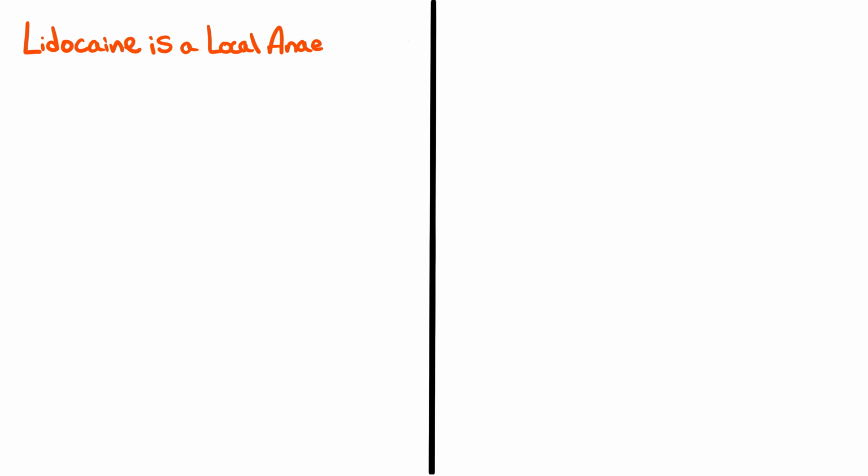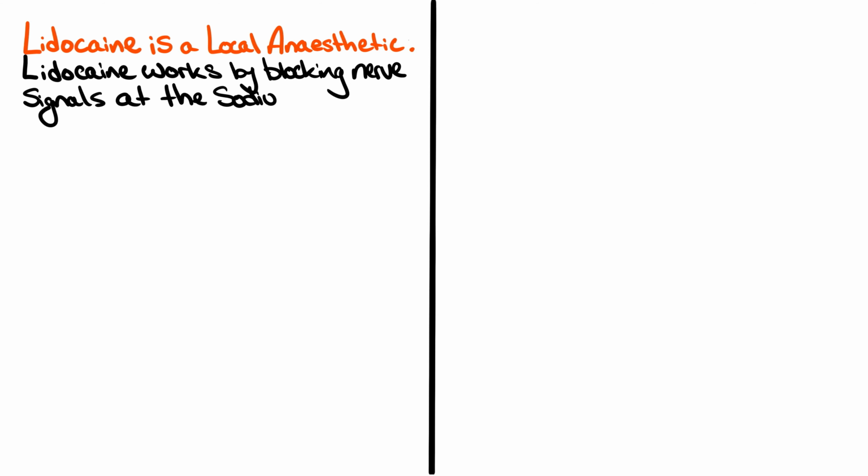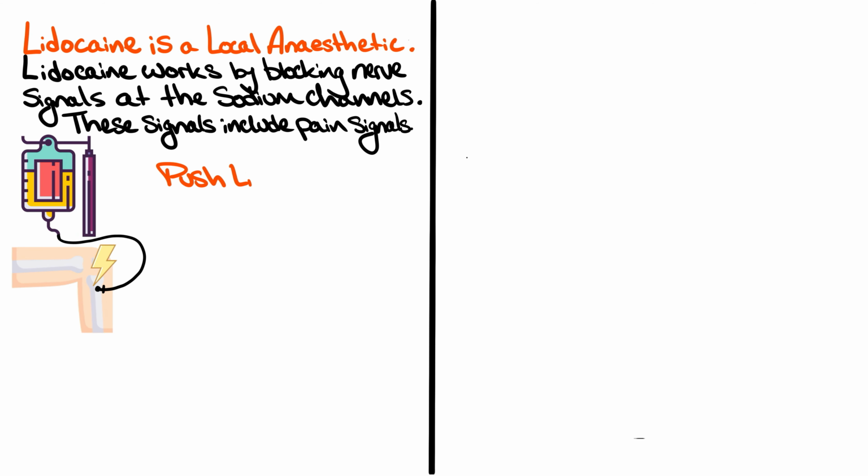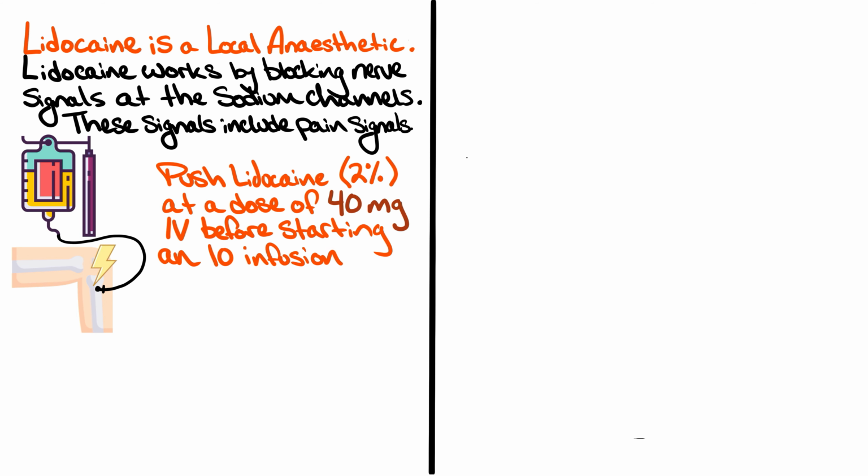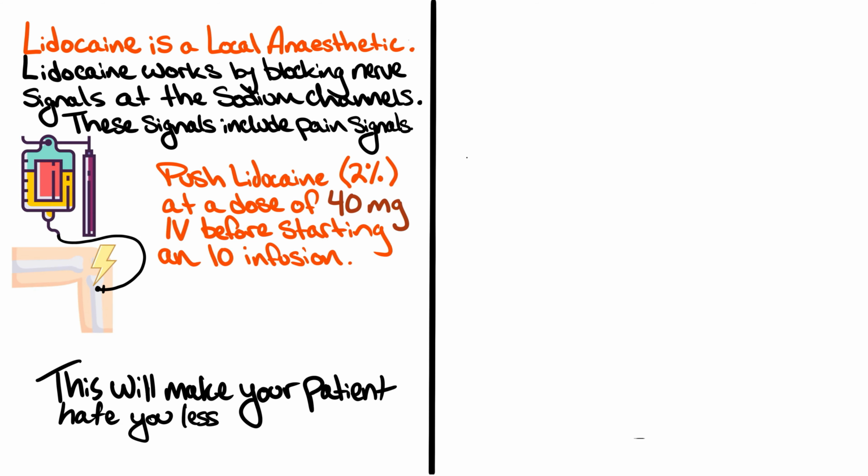Lidocaine is a local anesthetic. It works by blocking nerve signals at these sodium channels. These signals include pain signals. So you're going to give the patient a lidocaine bolus at a dose of 40 milligrams. The concentration is a 2% mixture, and you're going to give this before starting a fluid infusion. This will make the patient hate you less.